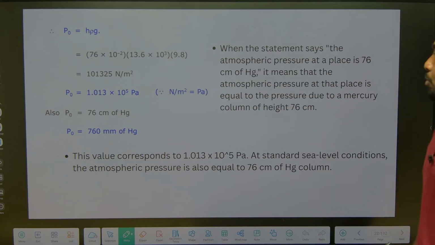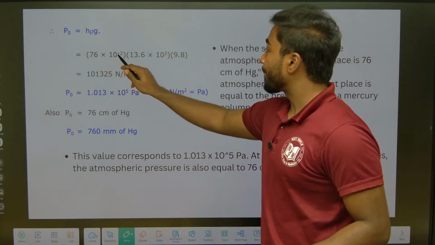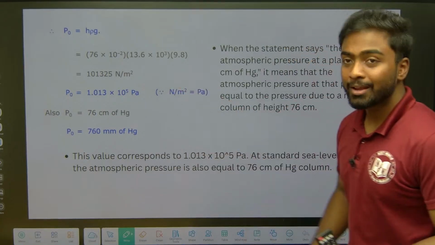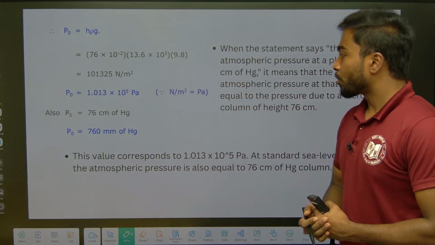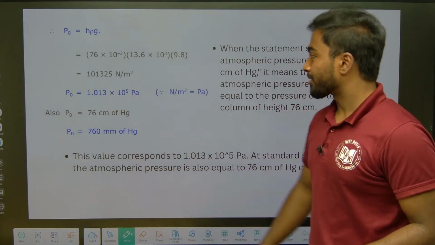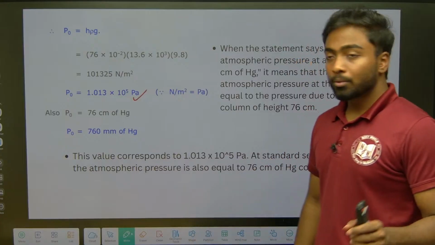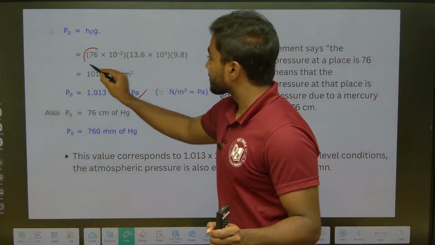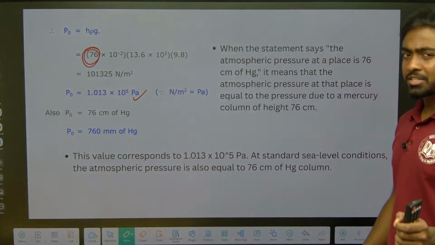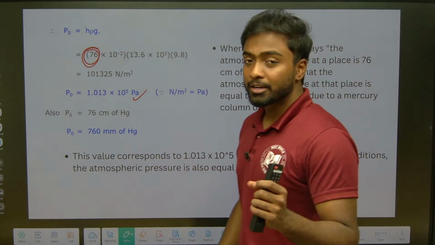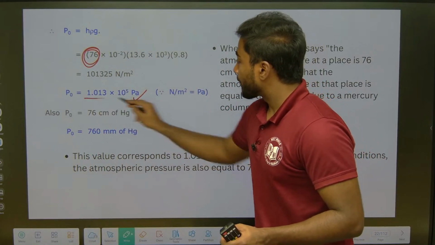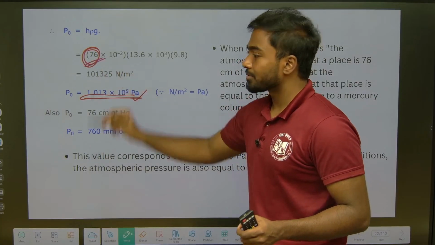So P naught is rho g h, where h is 76 into 10 power minus 2, the density of mercury is 13.6 into 10 power 3, and gravity is 9.8. Approximately we get 1.013 into 10 power 5 Pascal. Yes, we got it. So we should take exactly a 76 centimeter mercury column. One question will come: what height should I take for the mercury column to equal the atmospheric pressure? The height is 76 centimeters.